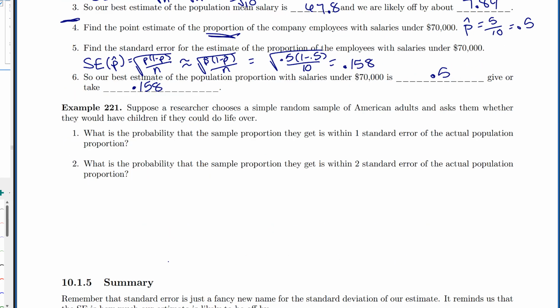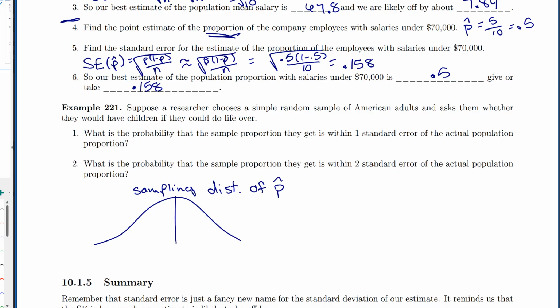So one more example here. Suppose a researcher chooses a simple random sample of American adults and asks them whether they would have children if they could do life over. What's the probability that the sample proportion they get is within 1 standard error of the actual population proportion? Well, remember our little drawing. So this is the sampling distribution. Let's draw the sampling distribution of my possible sample proportions.